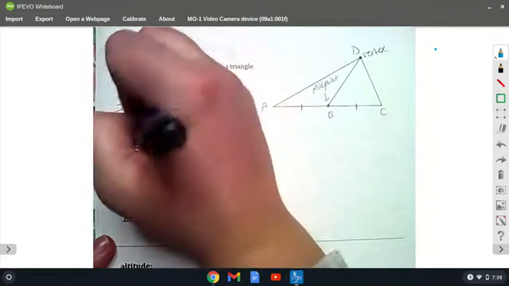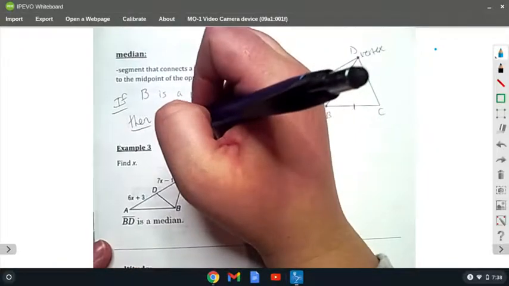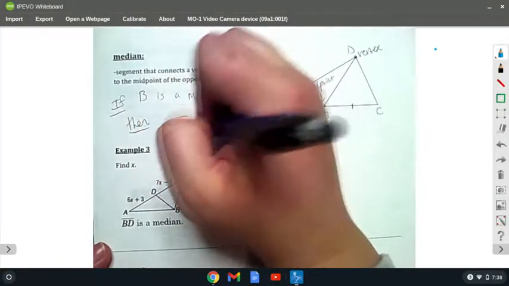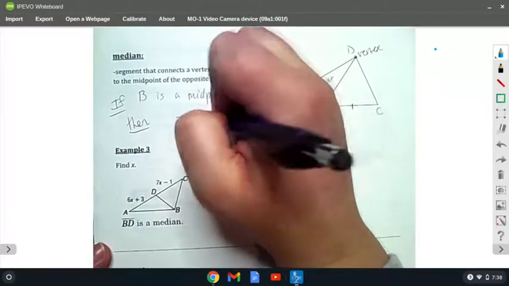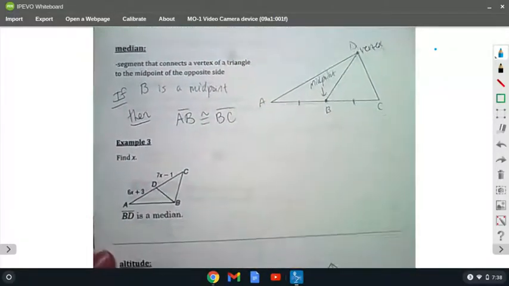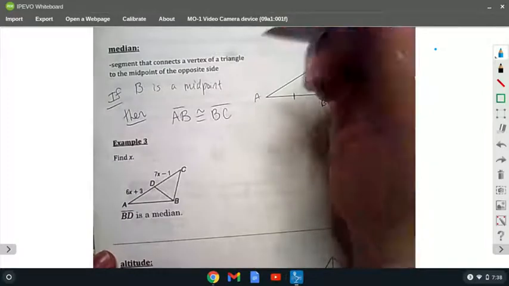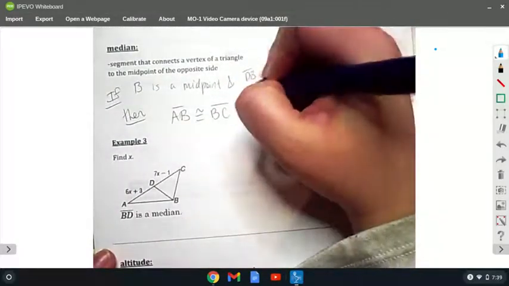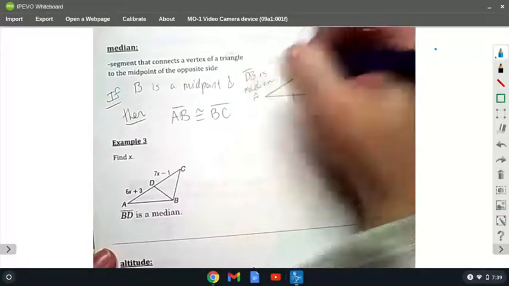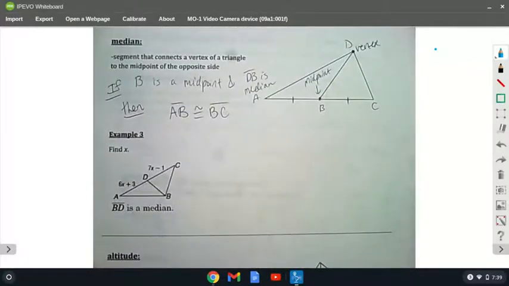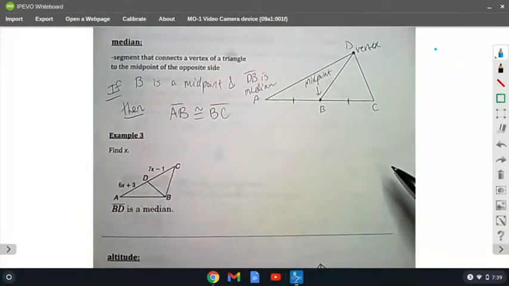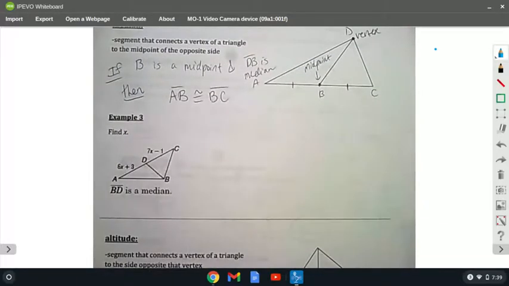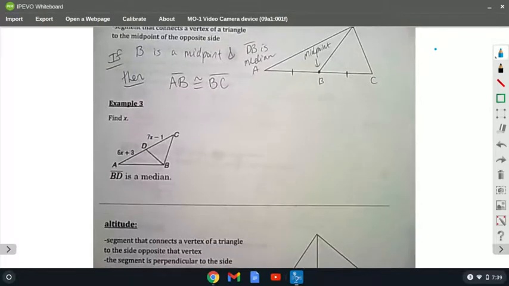If B is a midpoint, then AB is congruent to BC. So if B is a midpoint and DB is a median, we should also add: if DB is a median, then B is a midpoint, and that also makes AB congruent to BC. Okay.